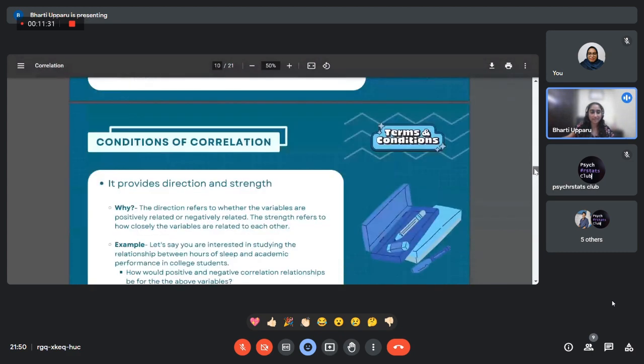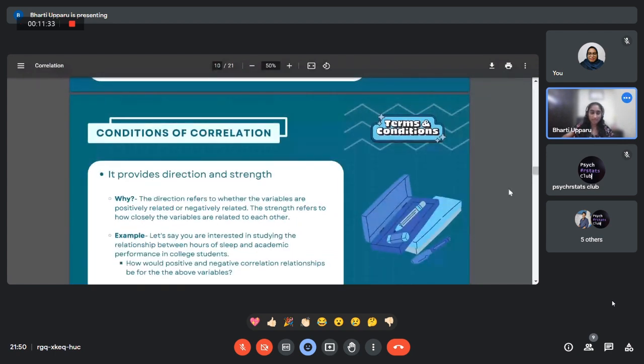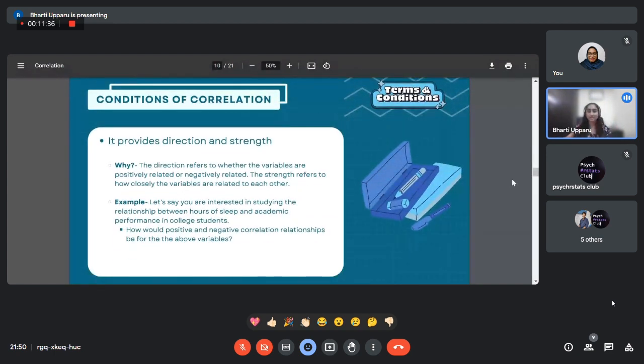And the second one is that it provides direction and strength. This is one difference compared to covariance, because covariance just talks about the direction of the relationship between two variables, whereas correlation also talks about the strength. Direction just says if the variables have a positive or negative relationship, while strength talks about how closely the variables are related to each other, right?